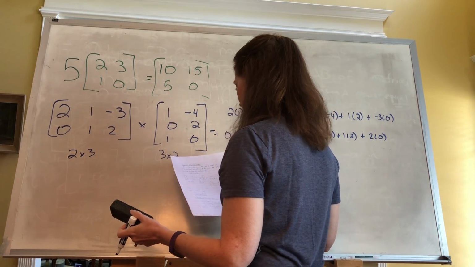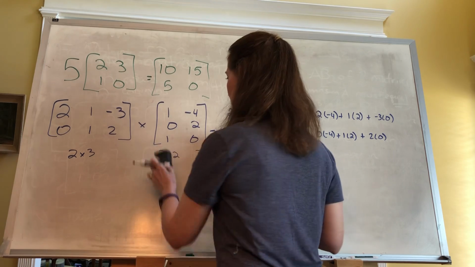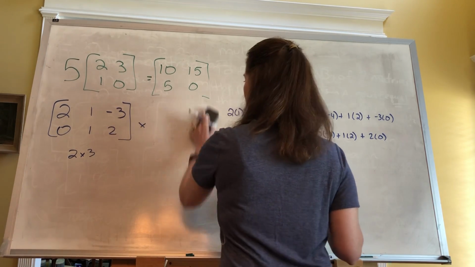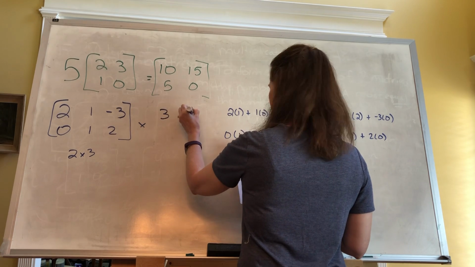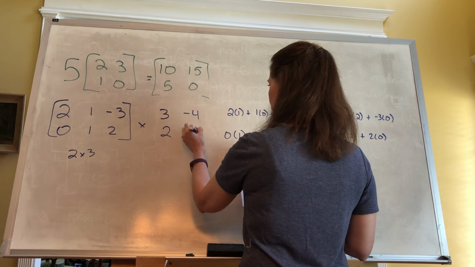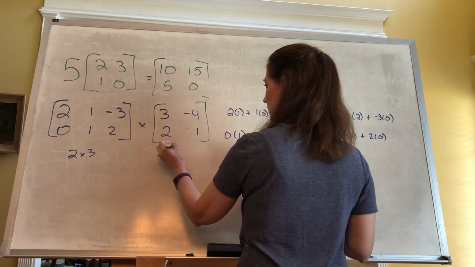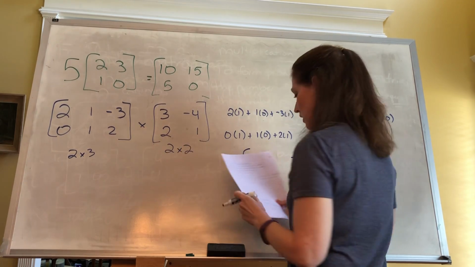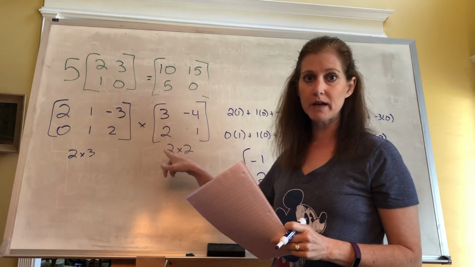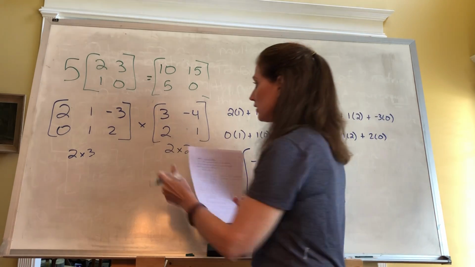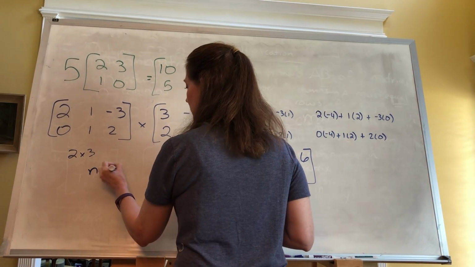If we had, we'll just keep that first one there, and I had this matrix here. Okay, so this is a 2 by 2. The 3 and the 2 do not match, so we cannot multiply them together. So this would be not defined.